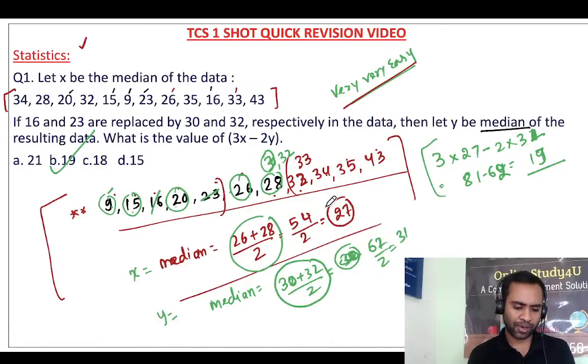So I think my mobile is hanged. Just a minute. Okay, is it clear for everyone? Is it clear for everyone? Please comment, guys. I think my mobile was hanged, so I was not able to.